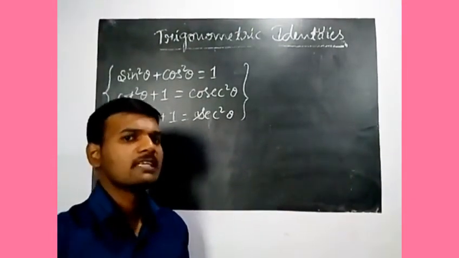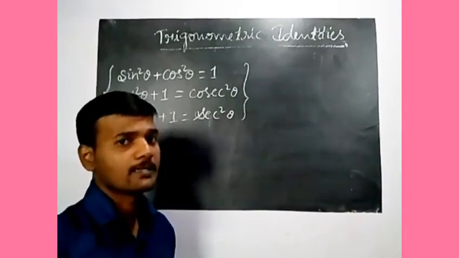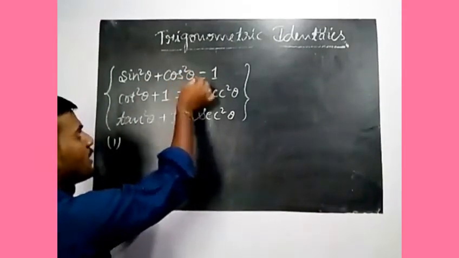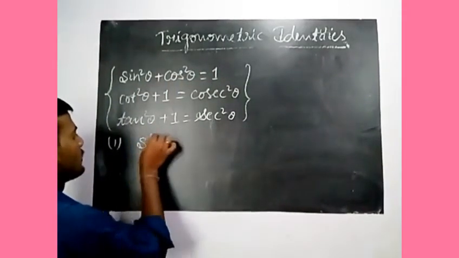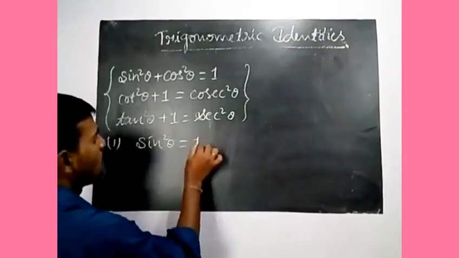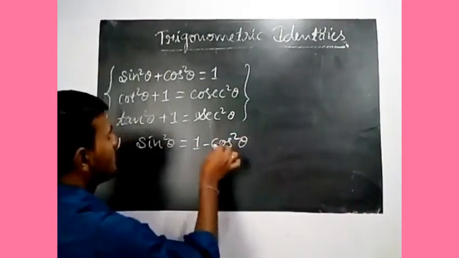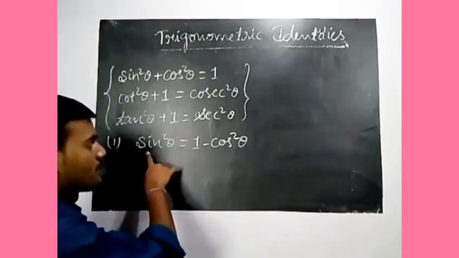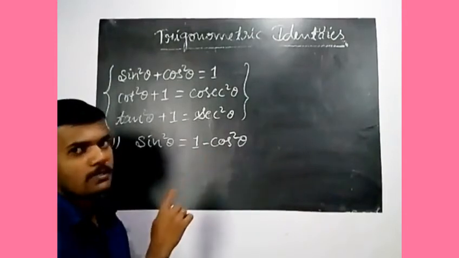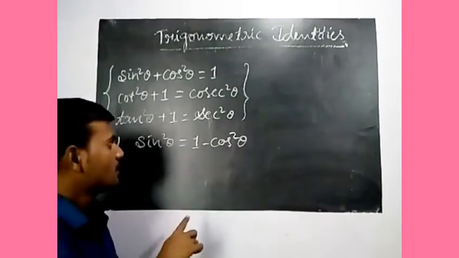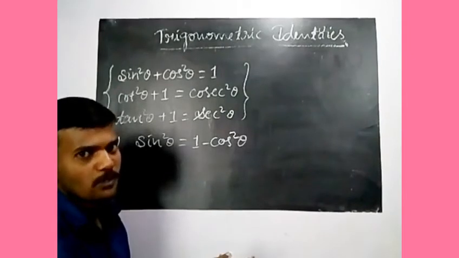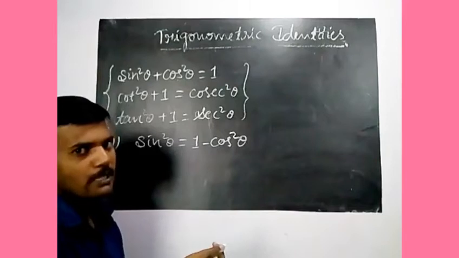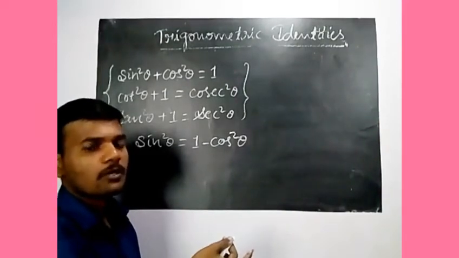Okay. So these identities can also be written in other forms. Sin square theta plus cos square theta is equal to 1 can be expressed as sin square theta is equal to 1 minus cos square theta. That means sin square theta is expressed in terms of cos square theta, or sin theta is expressed in terms of cos theta. Okay, the question will be asked for you as a 1 mark or 2 mark question.